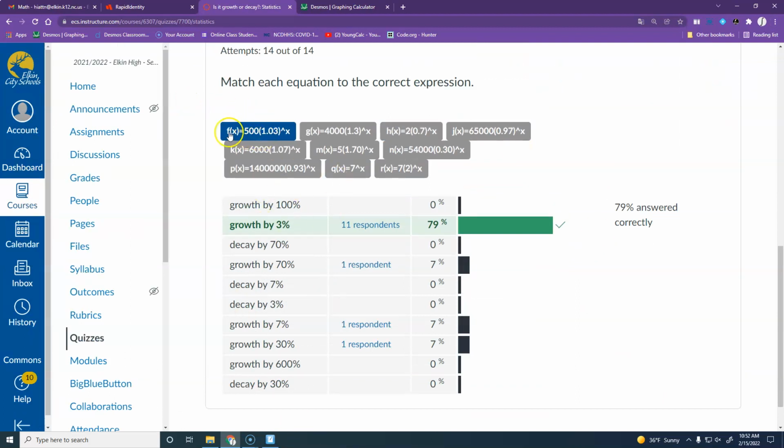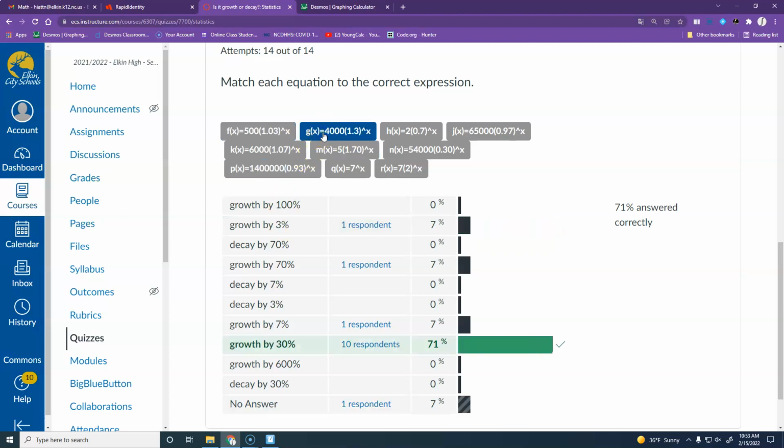So we've got f of x equals 500 times 1.03. We were doing better with growth as I was looking through. We had everybody except for 3 of you get that one. Remember, it's the same thing every time. You're going to subtract the 1, move the decimal 2 places. So you should get growth by 3% for that one. Okay. So f was growth by 3%, if you want to jot that down so you can make sure you got them right.